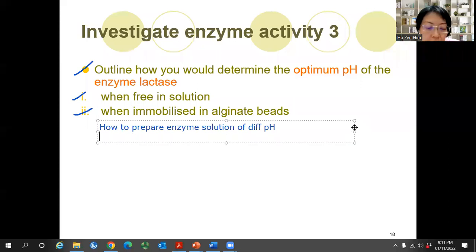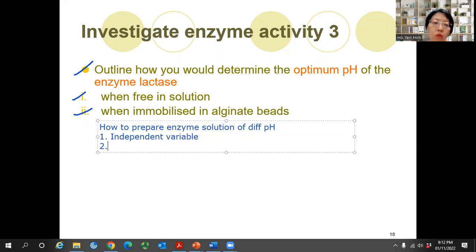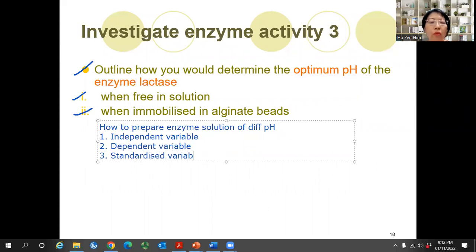Since this is a design experiment question, the first thing we need to think of is always the independent variable. When you design an experiment, you need to think about the independent variable, the dependent variable, and also the standardized variables. Talk about them and you will get the points. So Chloe, can you tell me what is the independent variable in this question?